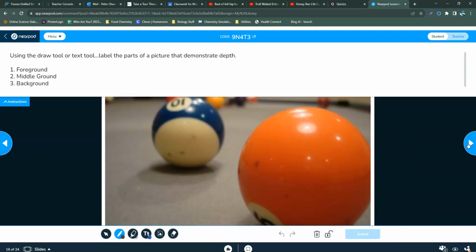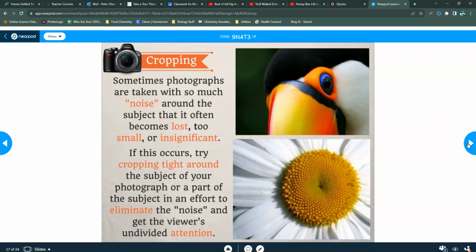So using the draw tool or text tool, label the parts of the picture that demonstrate depth. So we just went over that with the pool table. So you're going to label foreground, middle ground, background. You can use the text tool, or you can write, circle, whatever you need to do to demonstrate that.